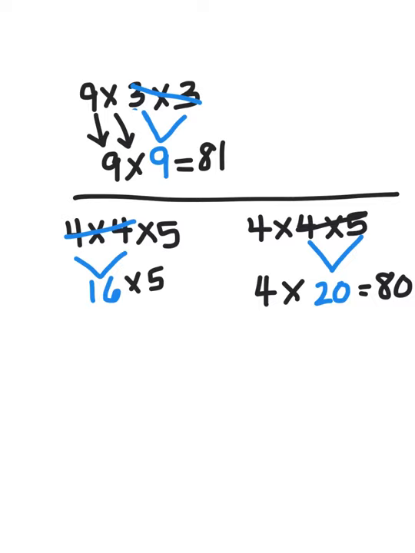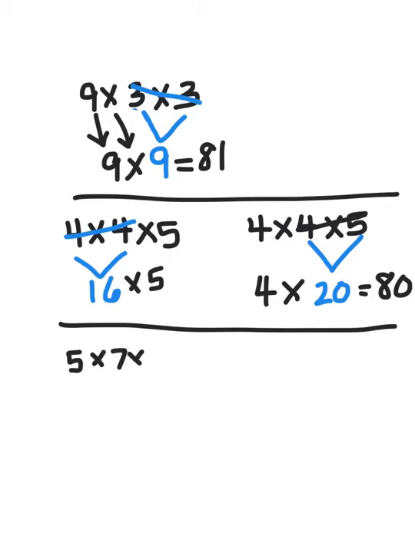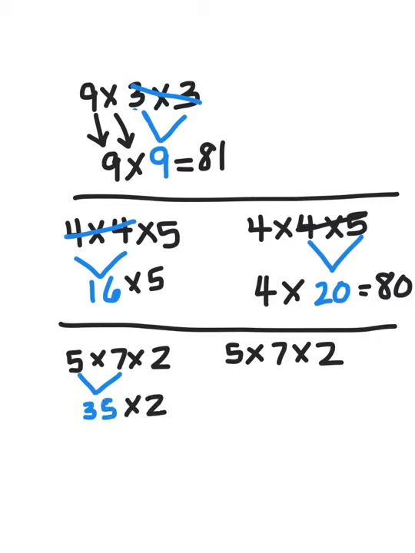Okay, now let's look at one where it's going to be a little bit odd. Let's try 5 times 7 times 2. Okay, let's try 5 times 7, associating those two factors first, 35. And now I'm left with 35 times 2. That's not very easy in my head, is it? I don't think that's a very good way. Let's try the other one.